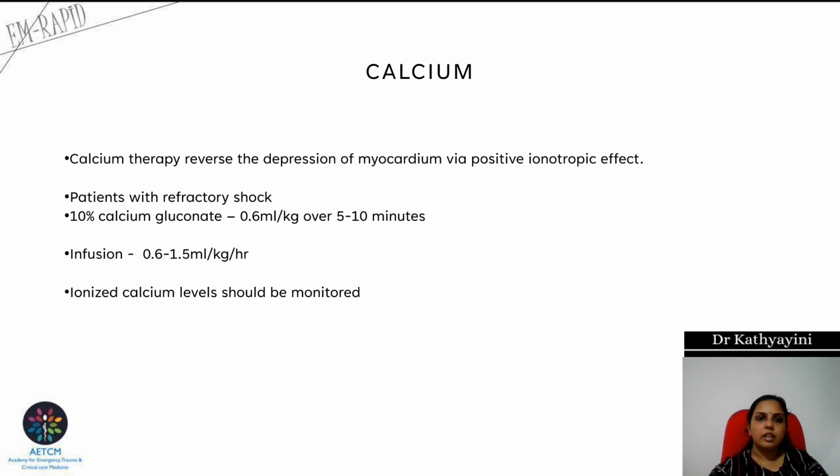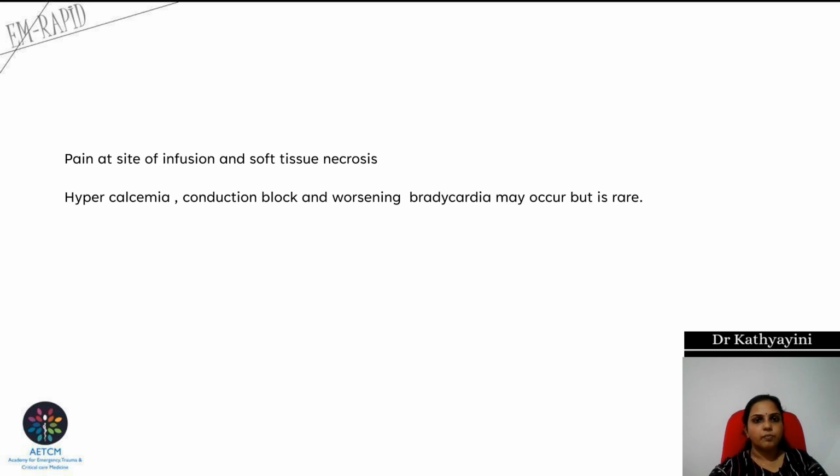We can go for 10% calcium gluconate, 0.6 ml per kg over 5 to 10 minutes, followed by an infusion at the rate of 0.6 to 1.5 ml per kg per hour. And during this, we have to monitor the ionized calcium. The side effects are pain at the site of infusion and soft tissue necrosis, and there can be hypercalcemia, conduction block, and worsening bradycardia also.